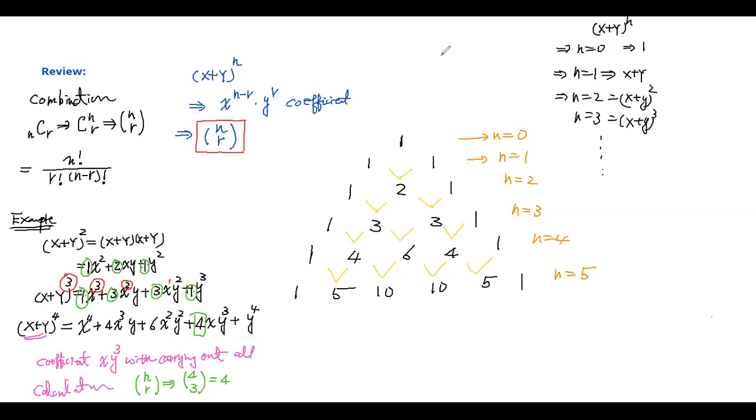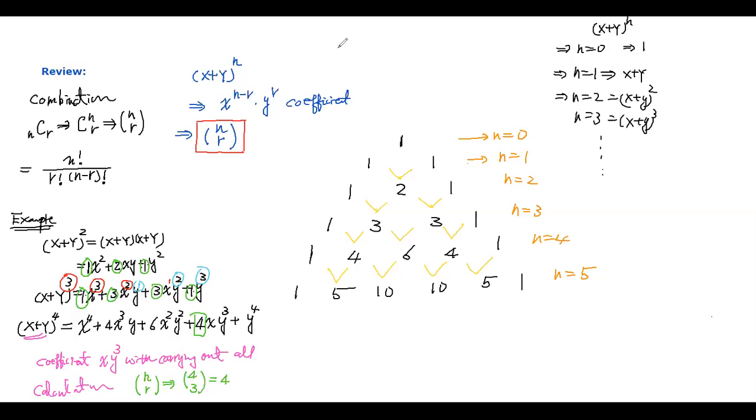All right, so that's what happens here. This is 1, this is 2, this is 3. So that's why x is decreasing and y is increasing in the power. So you can use the Pascal triangle to do that.